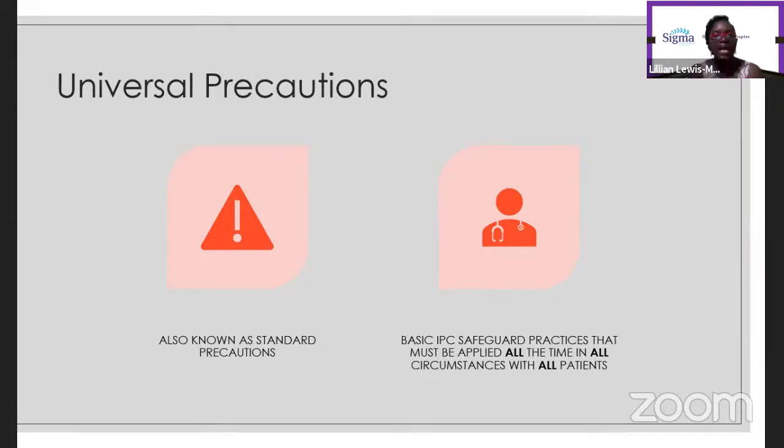So basic IPC is safeguarding the practices that must be applied all the time, in all circumstances, with all patients, with all persons. So this is the ground rule, universal or standard precaution. And every other precaution is built on universal precaution. All right.